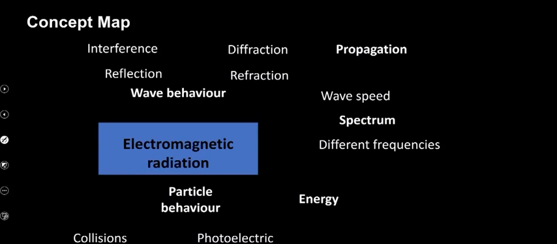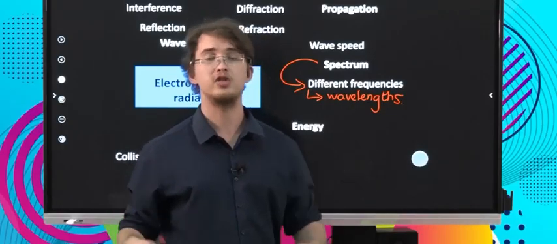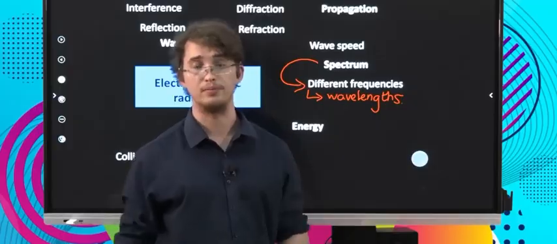Returning to our concept map, we now have a good understanding of the spectrum of electromagnetic radiation and how this spectrum is made up of different frequencies and, because of the mathematical relationship we just unpacked, also different wavelengths. Let's take a short break and then come back to unpack these ideas a little bit more.